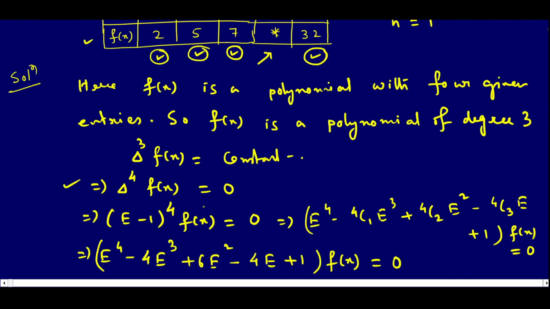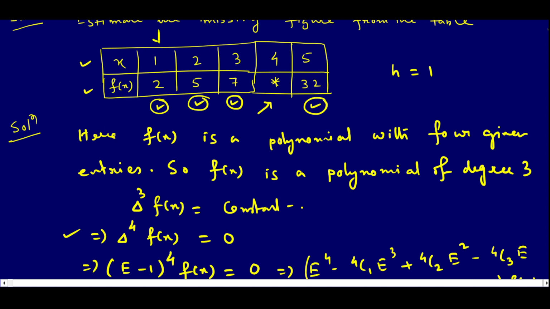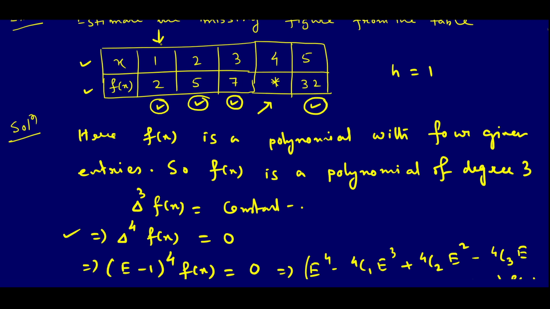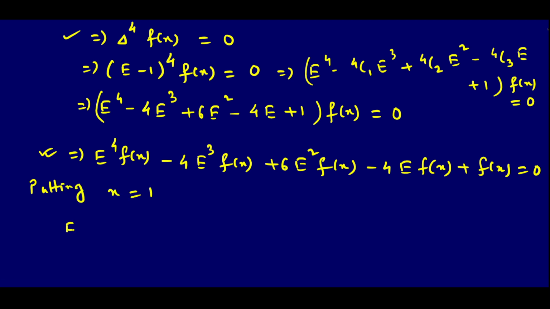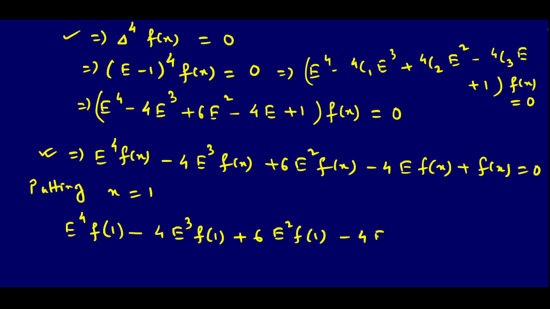Now, what is the starting value of x? Starting value of x is 1, so we'll take 1. If there are two missing terms, we'll do that later. If there are two missing terms, then we have to take the first two values of x, that is 1 and 2. Here, since there is only one missing term, we put x equals to 1. So our above line will become E to the power 4 f of 1, 4 E cube, for your better understanding I am doing in del, 6 E square f of 1, 4 E f of 1, and then finally f of 1 equals 0.